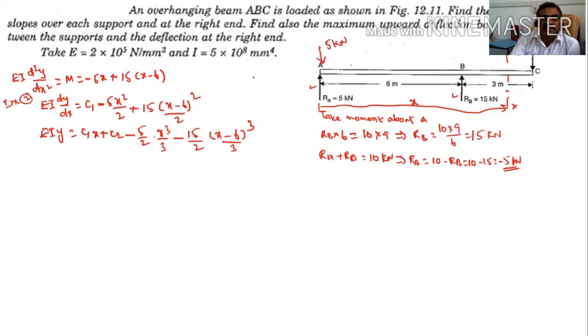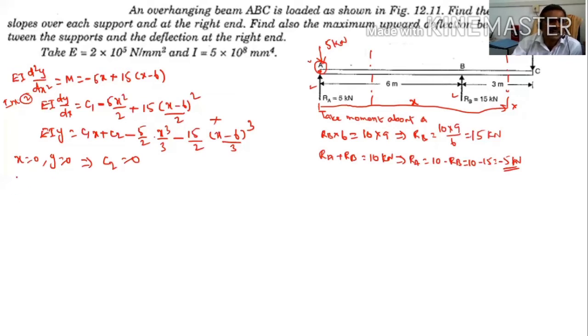Now the boundary conditions. There are 2 boundary conditions. When x is equal to 0, y is equal to 0. This boundary condition is at point A. Since we took the axis here, the right terms will not come into the picture, so in the deflection equation you should not take this term. If you substitute this condition, you will get C2 is equal to 0.